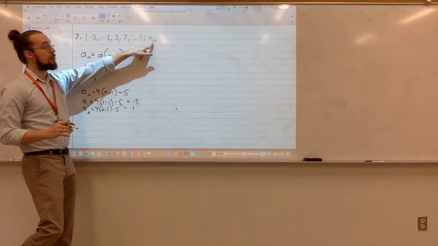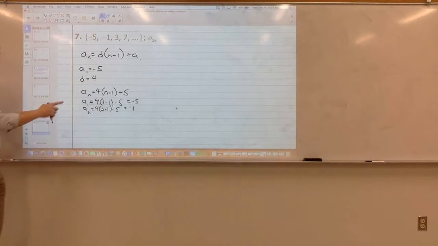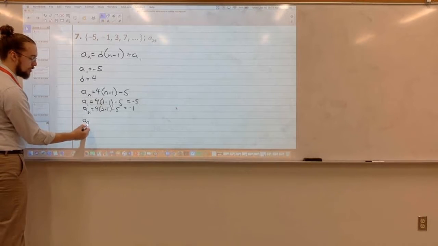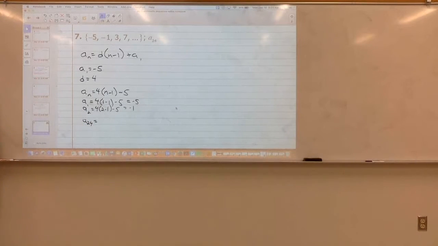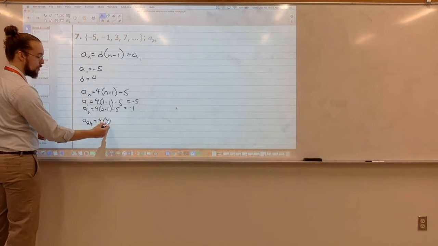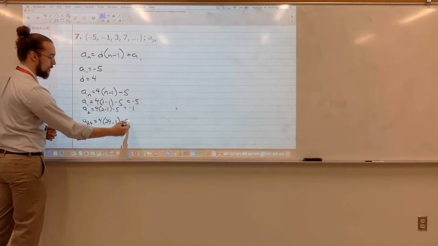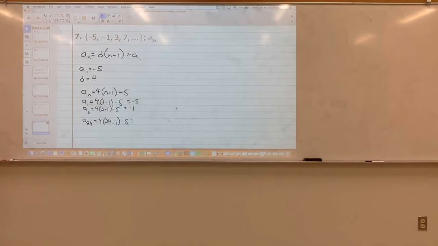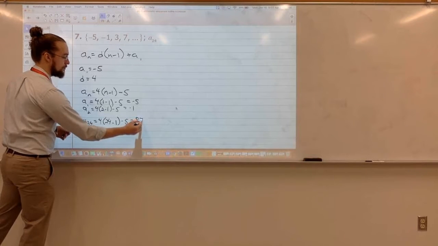What we do need to do is find a sub 24. That's part of this question. So I want to use this rule to find the 24th term in this sequence. I'm going to say a sub 24 equals 4 times (24 minus 1) minus 5. So what do we get if we plug that into the calculator? Is that what everybody else got?